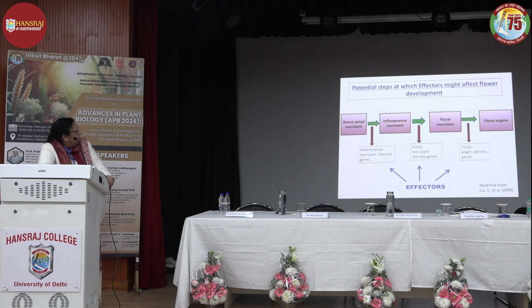Now, at what stages might these effectors exert their influence? From the shoot apical meristem, to the inflorescence meristem, to the floral meristem, to the floral organs. These effectors can actually be affecting any of these stages. So it is important to understand the whole normal development of the systemic plant vis-a-vis the plants which are under modification because of the presence of phytoplasma.